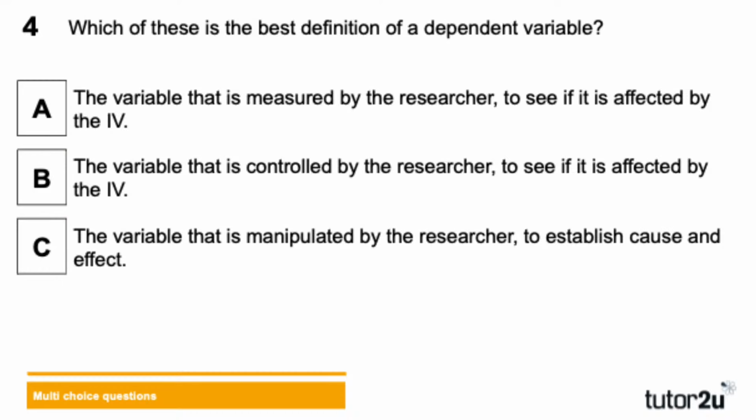And next one, you could probably guess, we've got which of these is the best definition of a DV, so dependent variable, A, B, or C? Okay, I think we've got Adna there in first with an A. And some more A's following there. Excellent. So the answer is the variable that is measured by the researcher to see if it is affected by the IV. That's why we manipulate the IV. So well done. Excellent. Okay, next one.